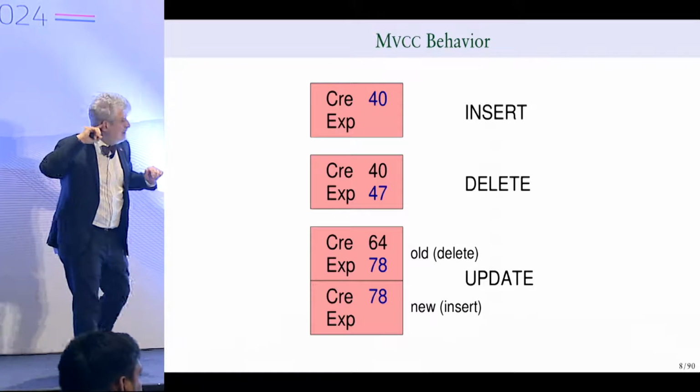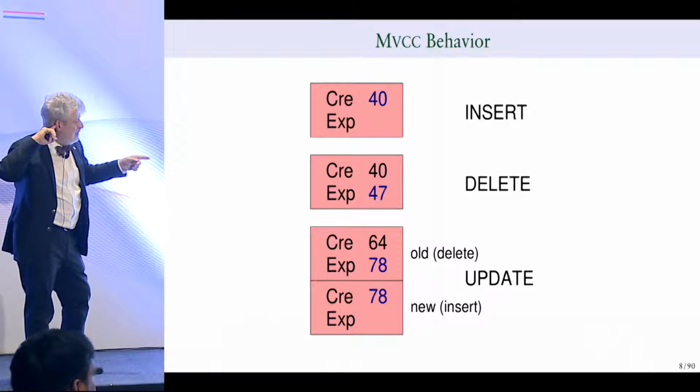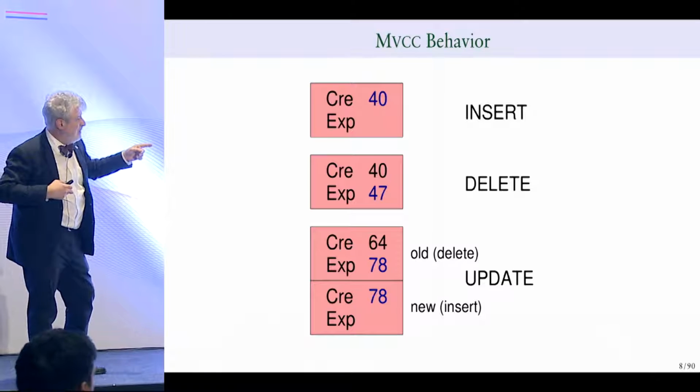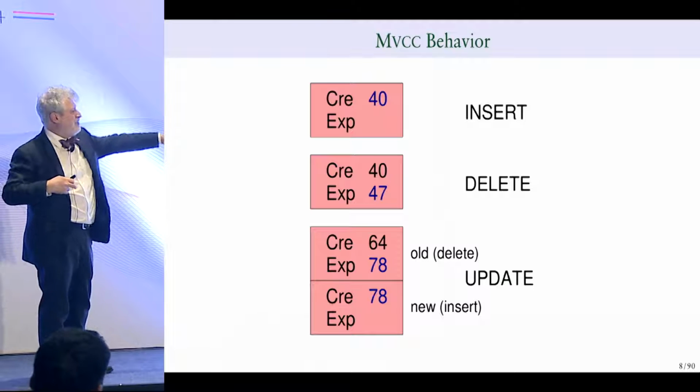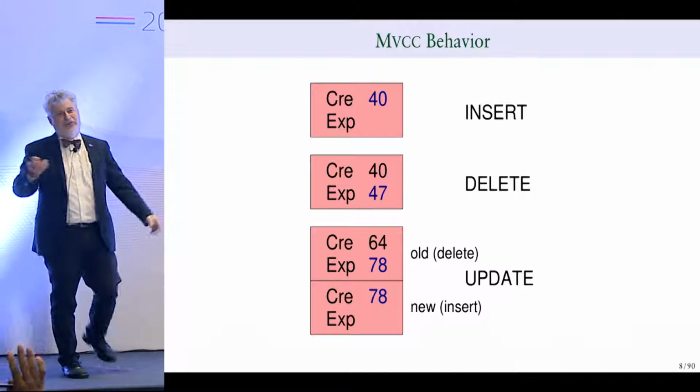So in the update case, the creation column is 64, right? Yeah. Isn't it should be 40? Wait, no, this is just a stupid example. Yeah, I just picked something. It could be 40, it could be something else.